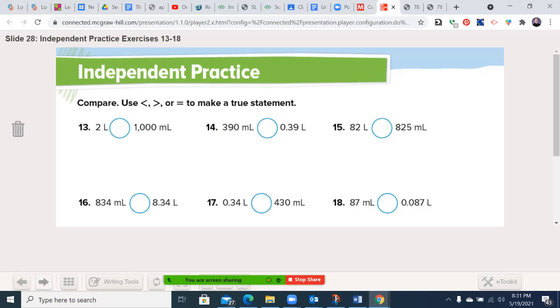Go ahead and do 13, 14, and 15. You may pause the video now. Welcome back. 2 liters is 2,000 milliliters, so 2,000 milliliters is greater than 1,000 milliliters. This 3.39 liters is 390 milliliters. They're equal. And 82 liters is 82,000 milliliters, which is a lot bigger than 825 milliliters.